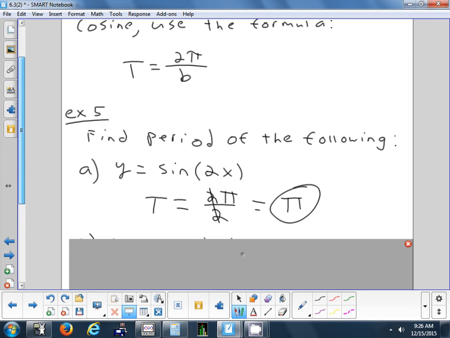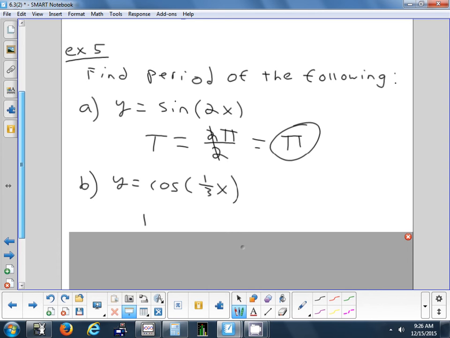Compared to the original, did this period get bigger or smaller? It got smaller. How do you know? What's the original size? 2 pi. This is 1 pi. Okay, 1 pi is smaller than 2 pi. So this graph would be compressed.